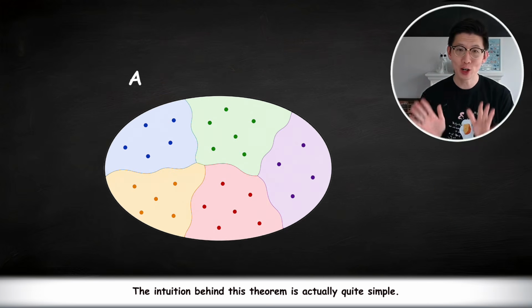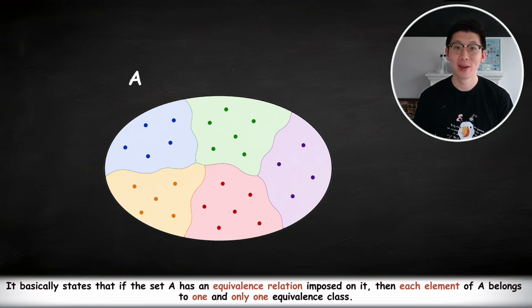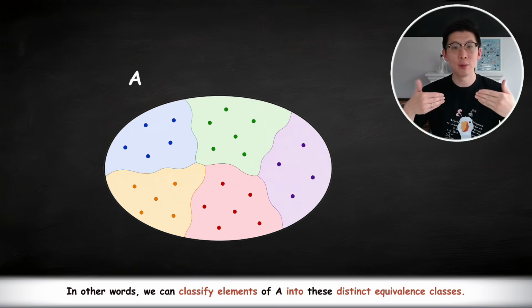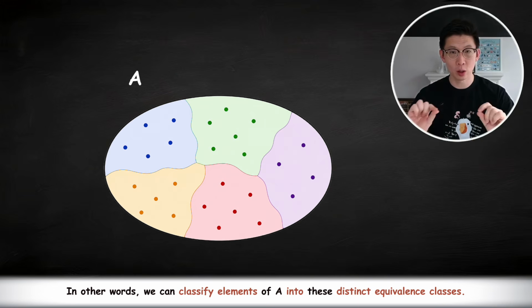The intuition behind this theorem is actually quite simple. It basically states that if the set A has an equivalence relation imposed on it, then each element of A belongs to one and only one equivalence class. In other words, we can classify elements of A into these distinct equivalence classes.